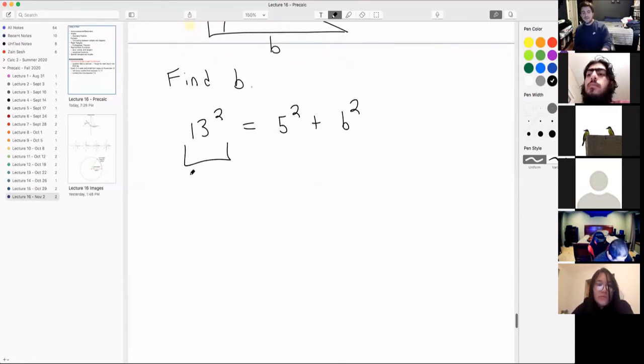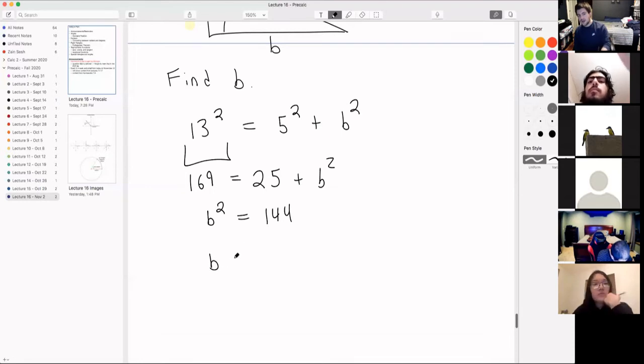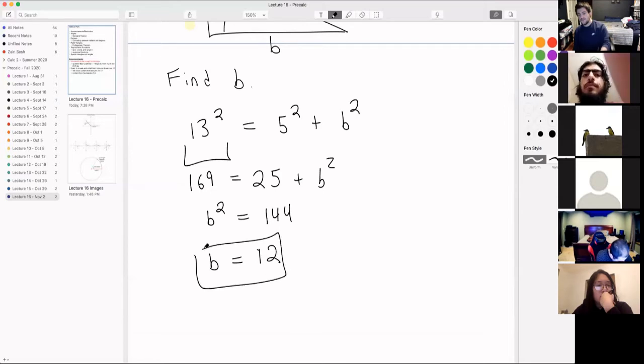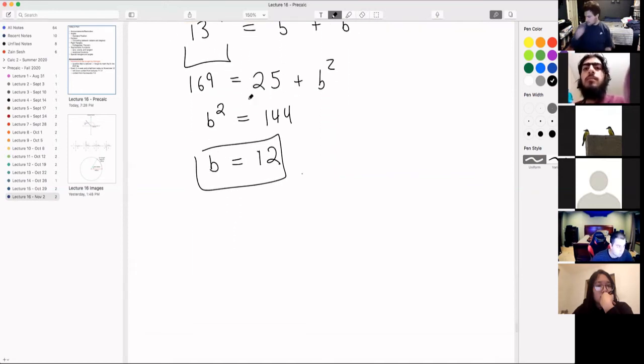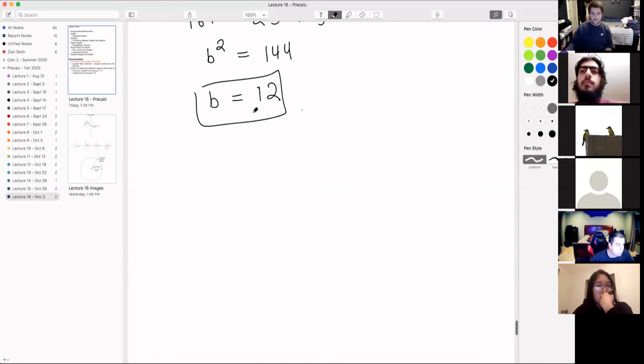Good, so you just work this out very quickly. You'll get that 169 is equal to 25 plus B squared. Good, so now you just do some algebra. You get that B squared is 144. Take the positive square root of both sides. You'll get that B is 12. Okay. So that's the Pythagorean theorem very quickly. All right, so I hope that's pretty simple.